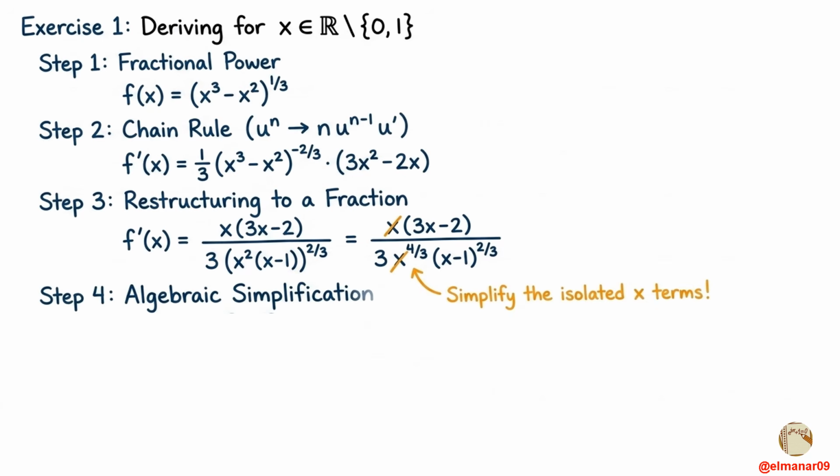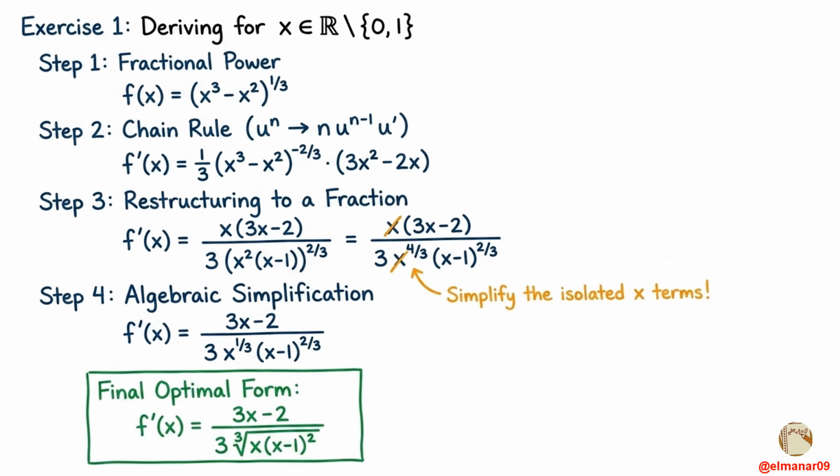Step 4. Algebraic simplification. Notice we have an x on top and an x hidden in the bottom. By canceling them out, simplifying the isolated x terms, we reach our final optimal form, 3x minus 2 divided by 3 times the cube root of x times x minus 1 squared. This is perfectly simplified and ready for further study.